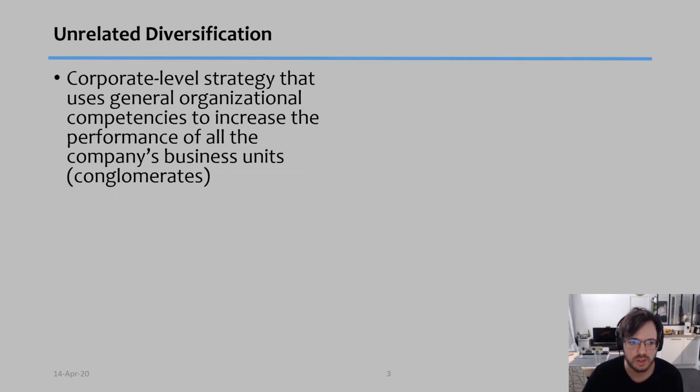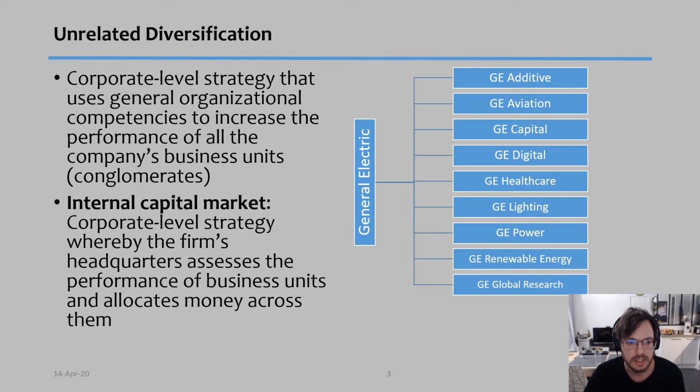Unrelated diversification, on the other hand, is a corporate level strategy that uses general organizational competencies to increase the performance of all the company's business units. And here is the concept of conglomerate. So we're talking about when we have a business that has many different types of business inside its properties. So we're talking here about the use of internal capital markets. This is a corporate level strategy where the firm's headquarters assesses the performance of different business units and allocates money according to that performance.